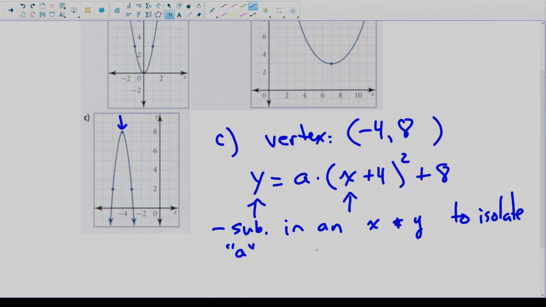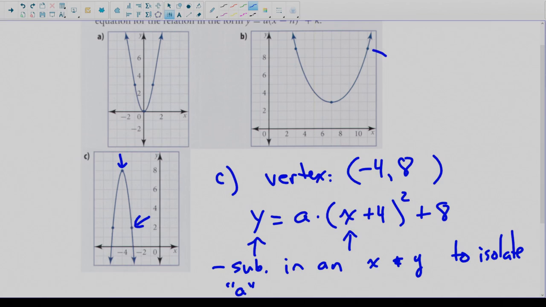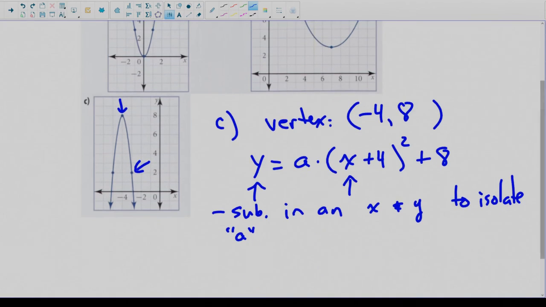All right? And as you can see, that's why on all three of these graphs, they've actually highlighted other points besides the vertex. It's because they knew that you were going to need an extra point to be able to sub in here, and they're just highlighting choices for that point, because there's actually two choices here. So for letter C, let's use this point right here.